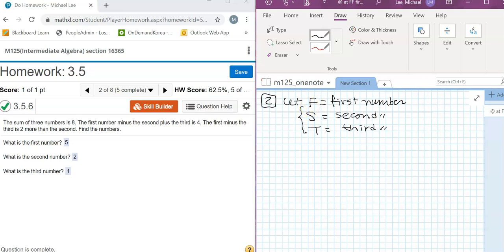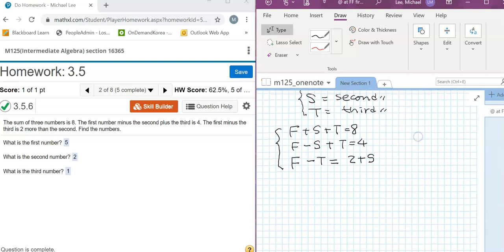The sum of the three numbers is 8. So F plus S plus T is 8. And the first number minus the second plus the third is 4. That is the second equation. And the third one would be the first minus the third is equal to 2 more than the second. So we are solving a system of equations like this.